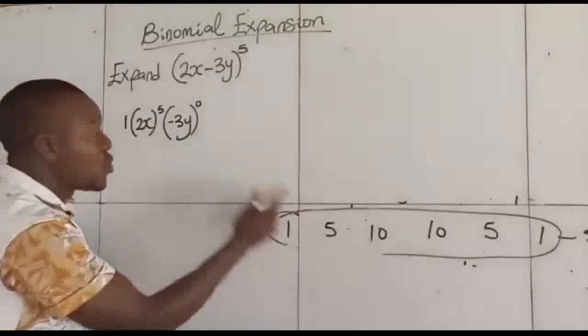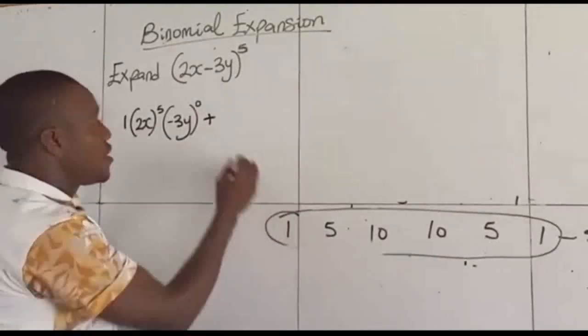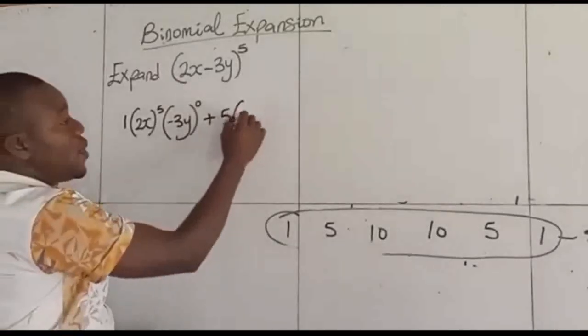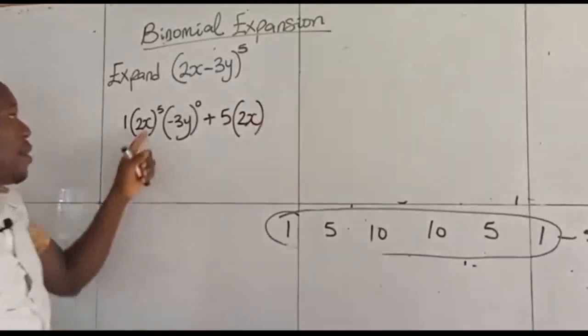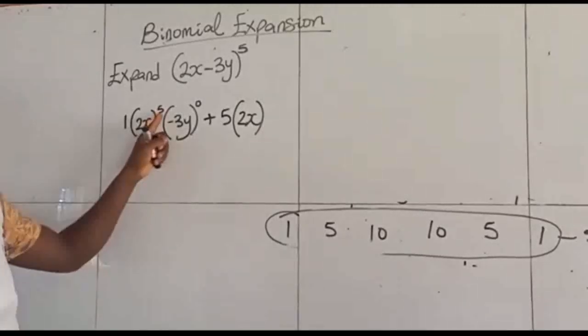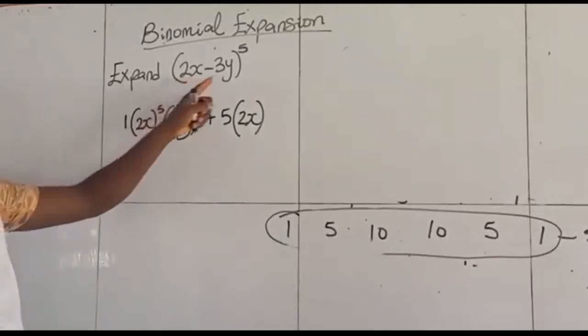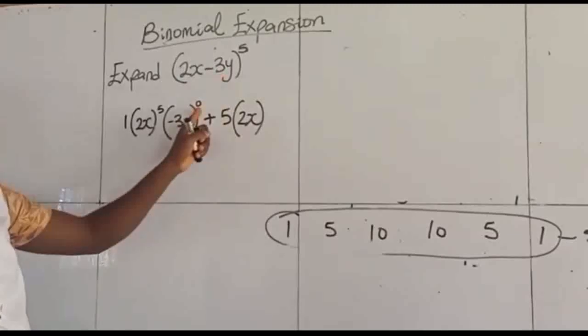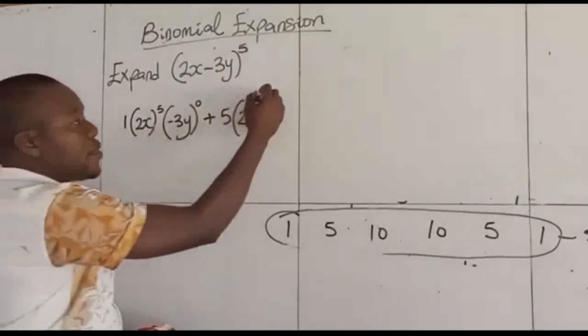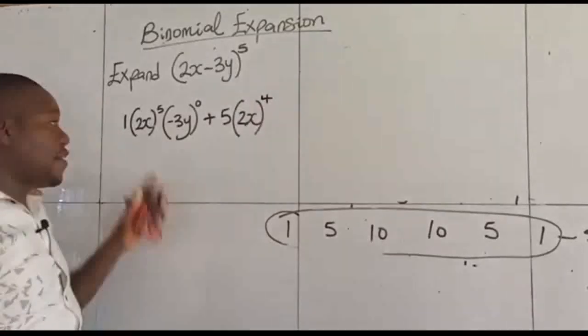We move to the next coefficient, plus. Coefficient is 5. Then pick the first term, 2x. We started with power of 5 for 2x, so we start with the highest and go down to the least for the first term. For the second term, we start with the least power and move up to the highest power. So instead of power of 5, the power reduces to 4 for the first term.